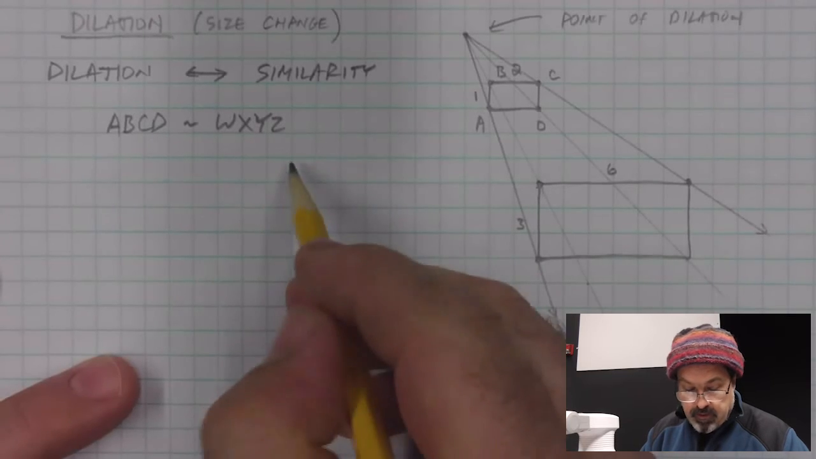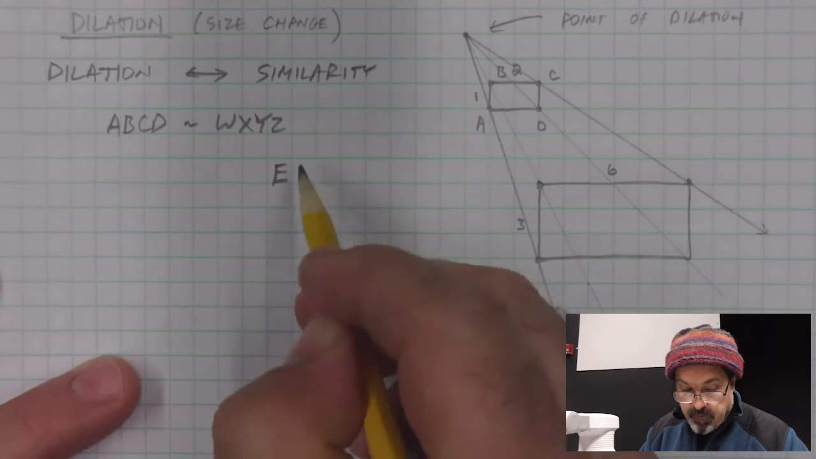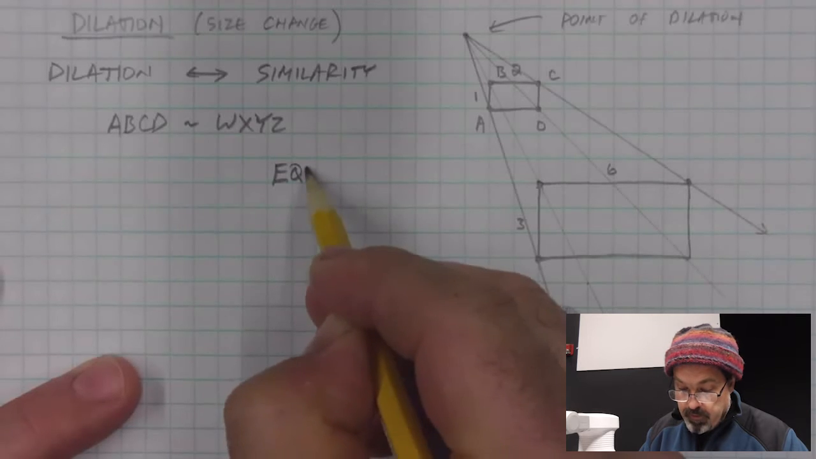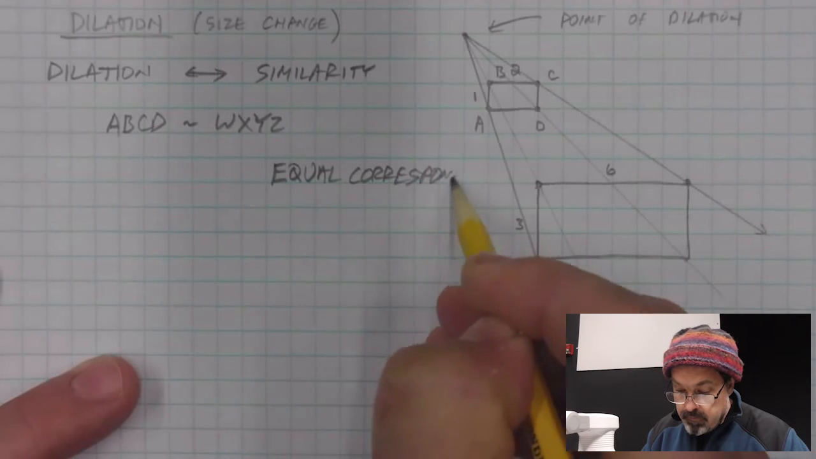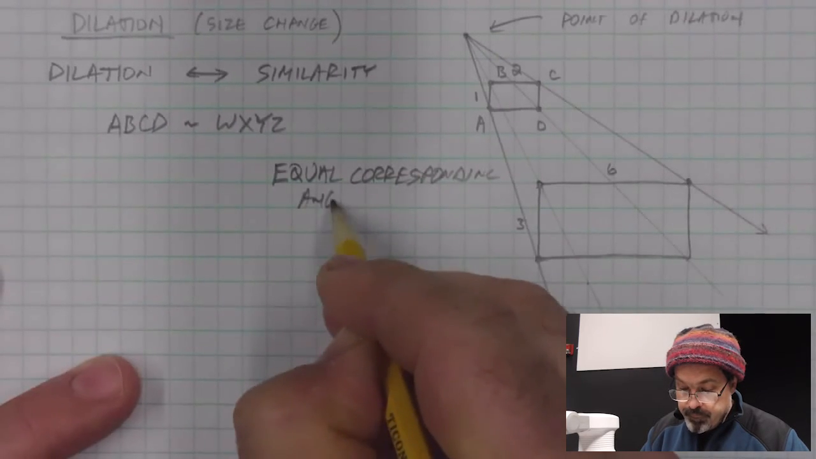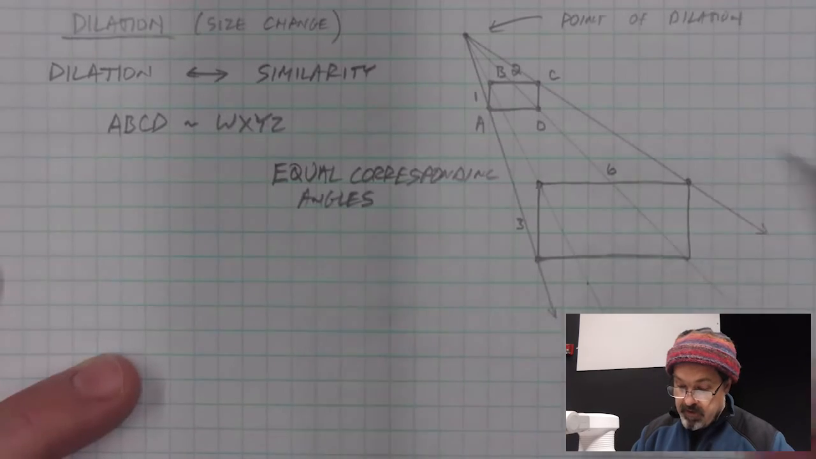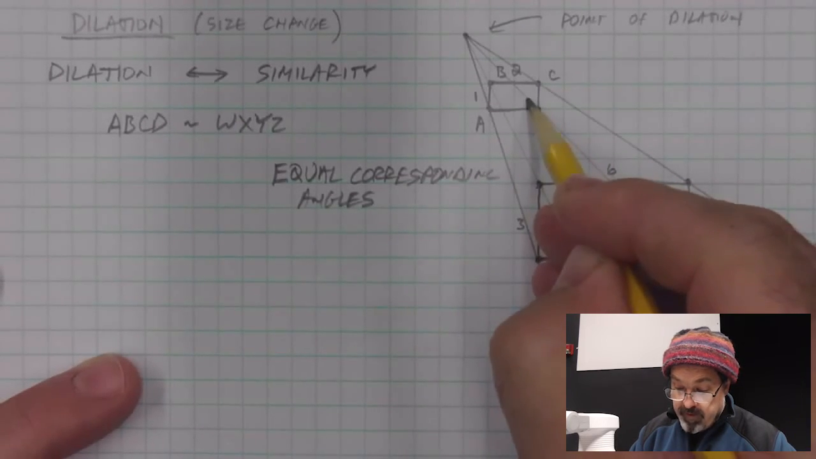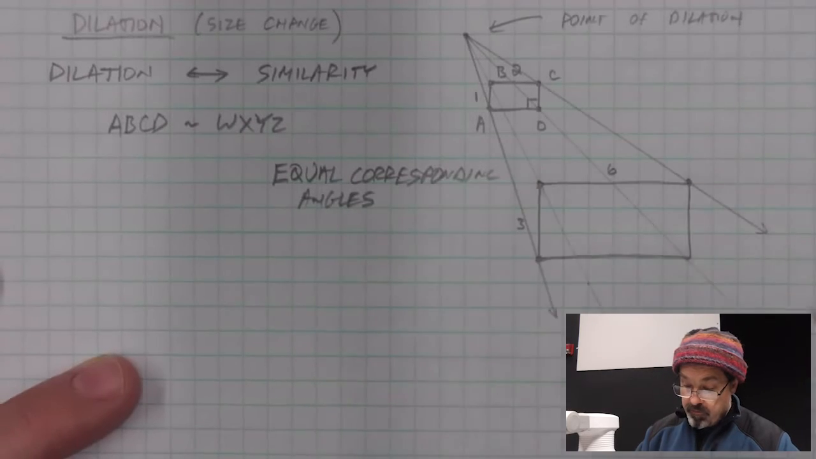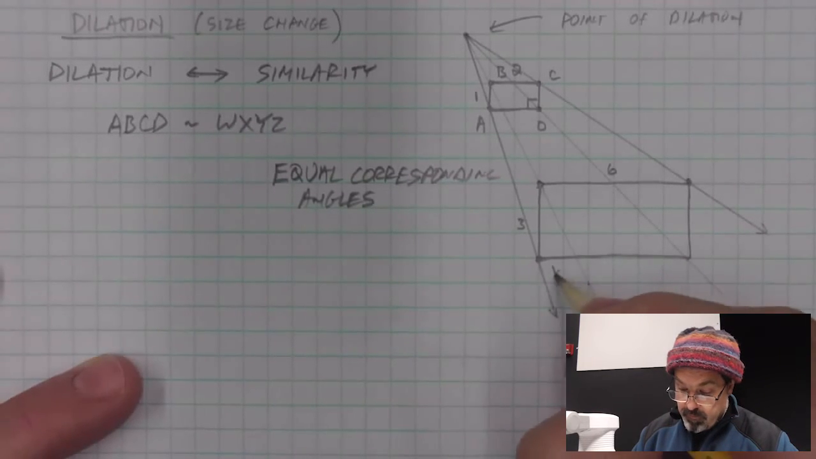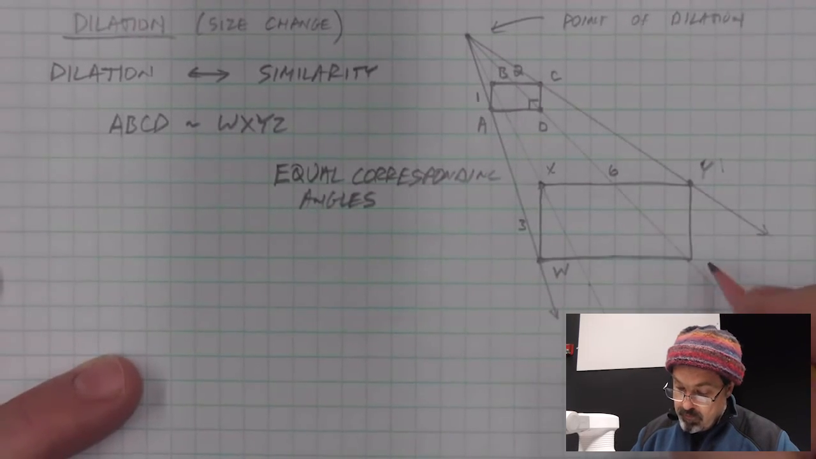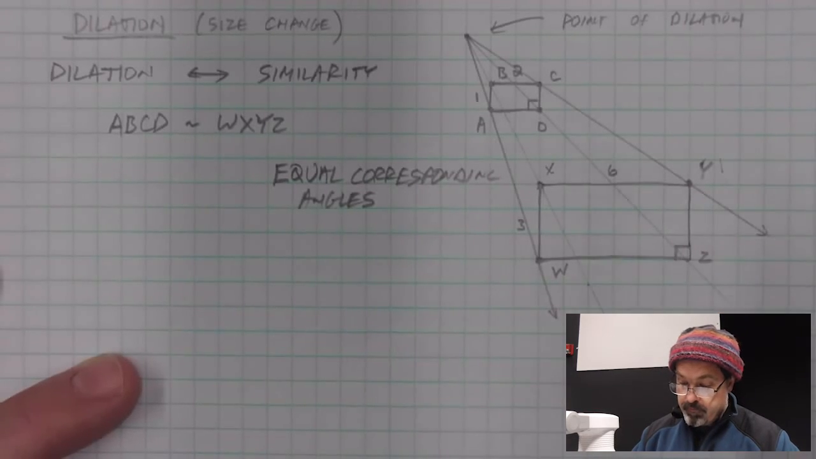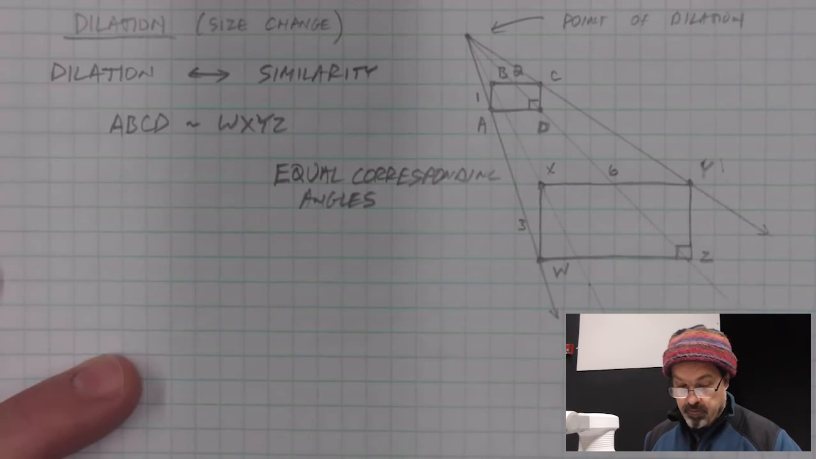What does similarity mean? As a reminder, figures that are similar mean that they have equal corresponding angles. This angle at D, if it's going to be a part of a rectangle, is 90 degrees. Its corresponding angle here, if we add the vertices that we talked about, WXYZ, will be equal. Angle D corresponds to angle Z and are equal in measure.